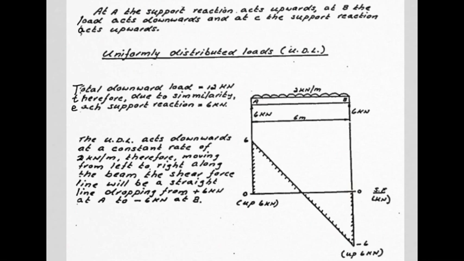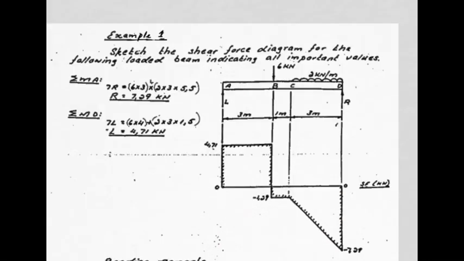Now, what happens if we have UDLs as well as point loads on the same beam? Well, this little example is going to show us how they work together. So we must sketch the shear force diagram for the following loaded beam, indicating all important values. And here is the beam.